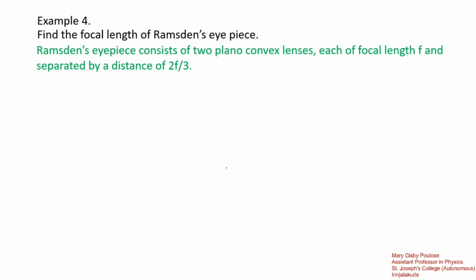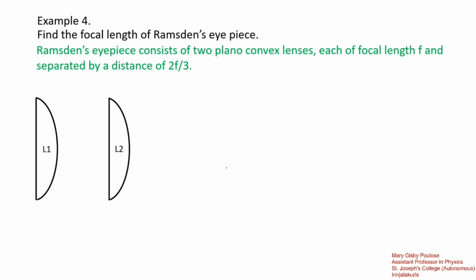Now the next example is to calculate the focal length of a Ramsden's eyepiece. Now what is a Ramsden's eyepiece? It consists of two plano-convex lenses, each of focal length f, and they are separated by a distance of 2f by 3. So first let us derive the system matrix of this Ramsden's eyepiece.